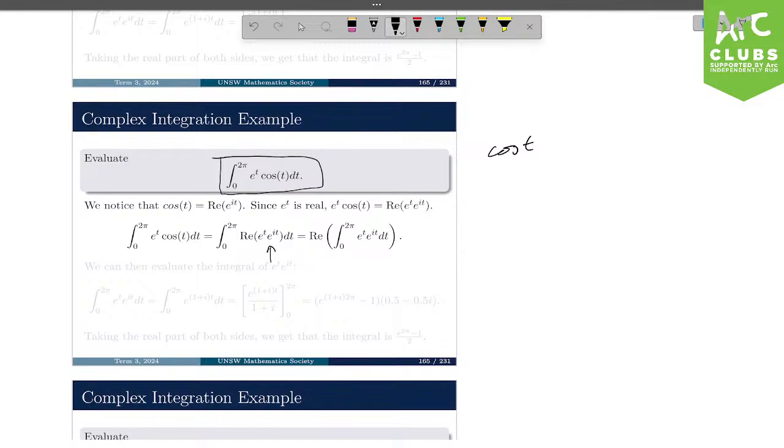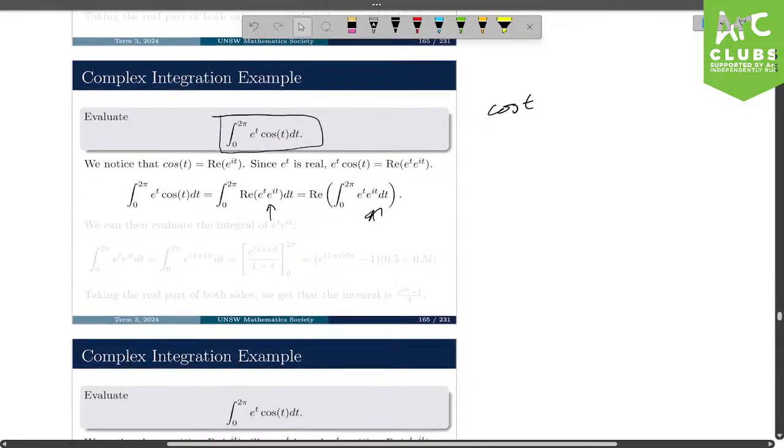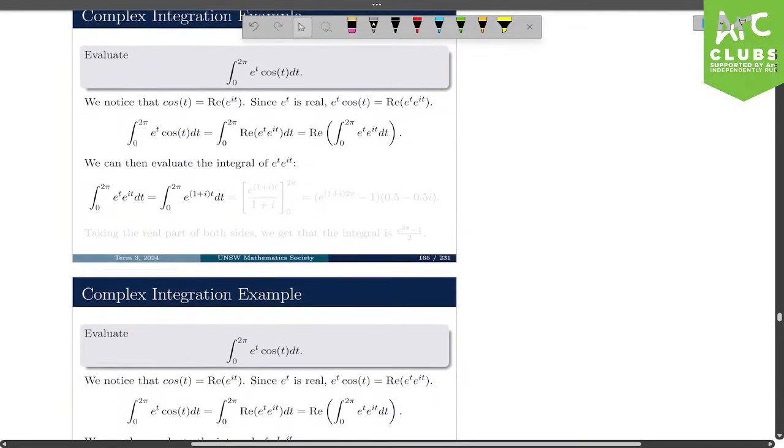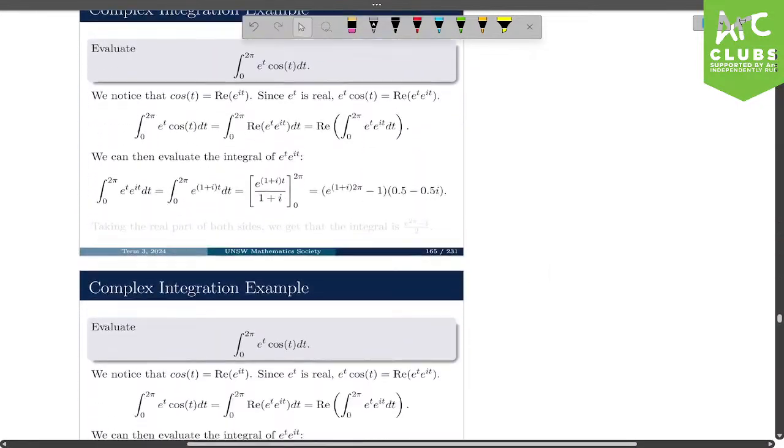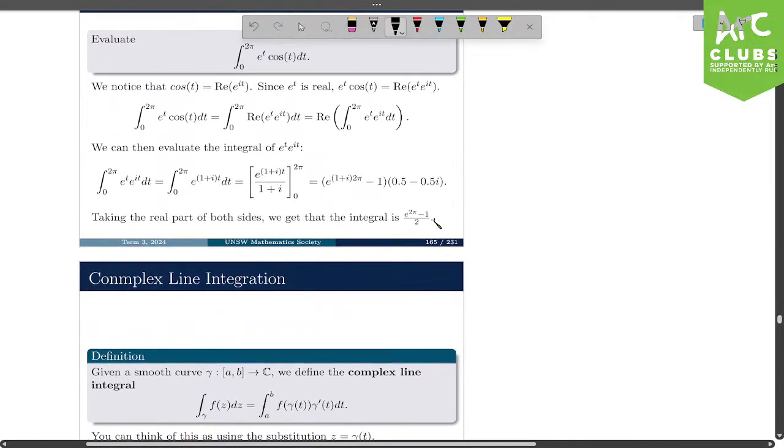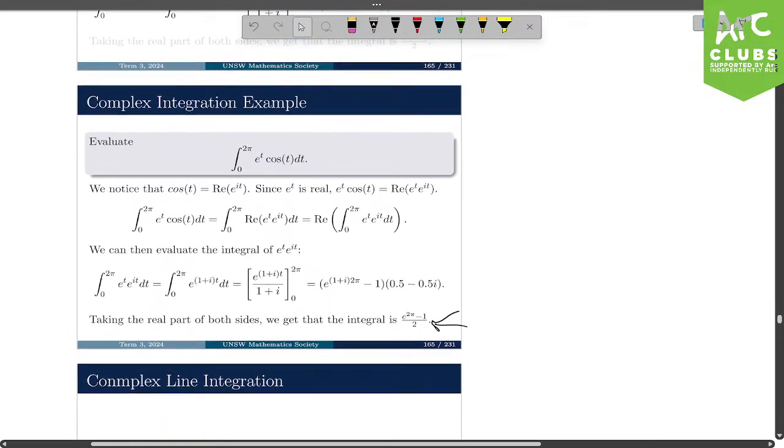Right? And since we're taking the integral of a real component, it can be put backwards into the real component of the integral, as we do over here. And since that really just factors out into the exponent, it becomes very manageable. And so we continue forwards until we achieve that the integral is equal to e to the 2 pi minus 1, all divided by 2. Yeah, that's that.